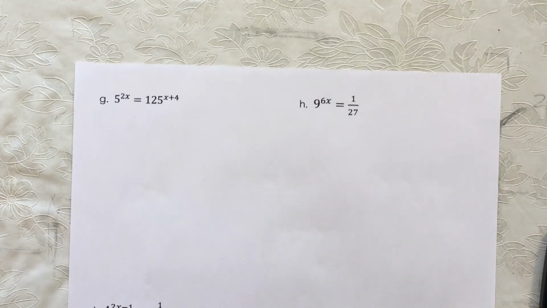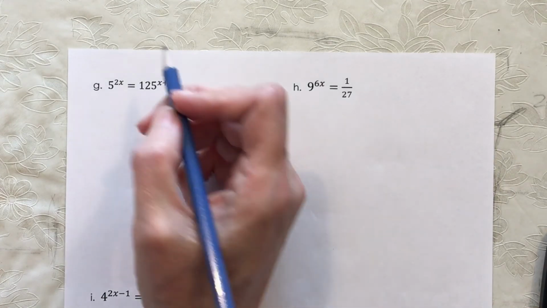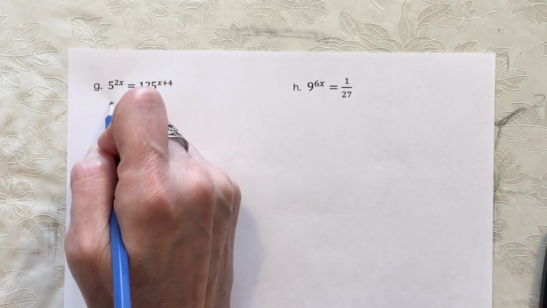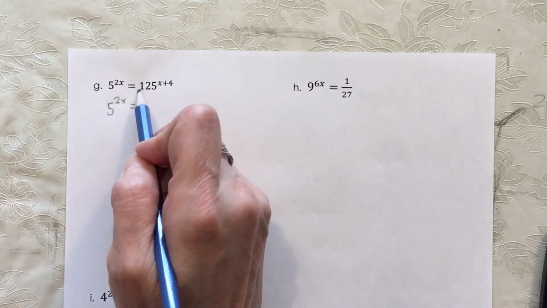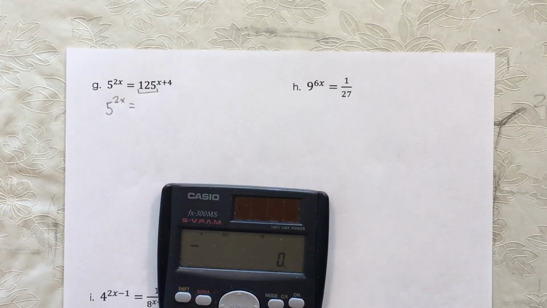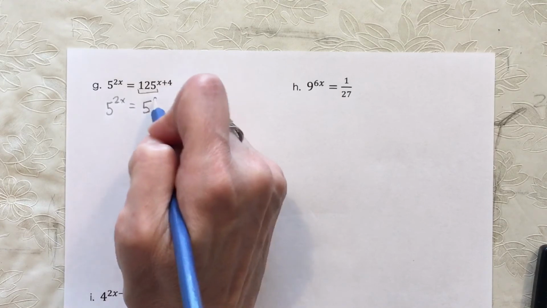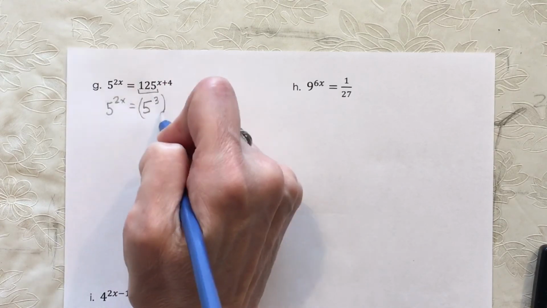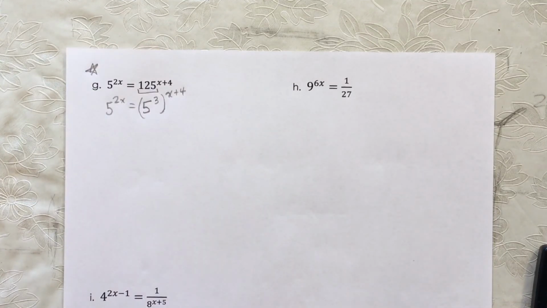Okay, G. So now we've got a little more complicated one here. We have an x on both sides. So we've got 5 to the 2x equals, so we're hoping that 125 can be written with a base of 5. So you might remember it, but 5 to the 3rd is 125, so I can rewrite 125 as 5 to the power of 3, and that's to the x plus 4. So I'm going to put a star beside this one as well.